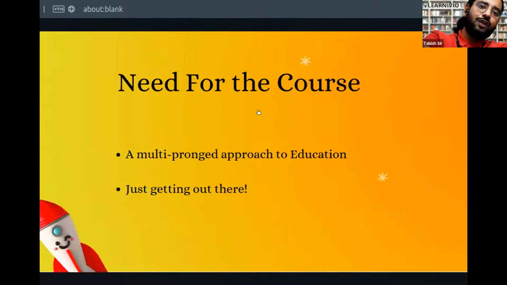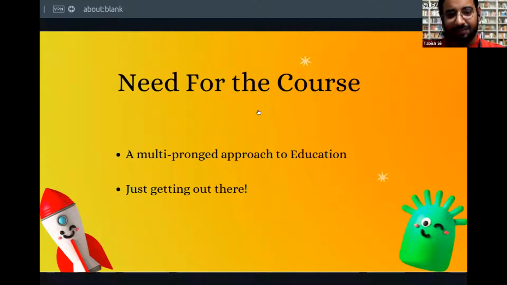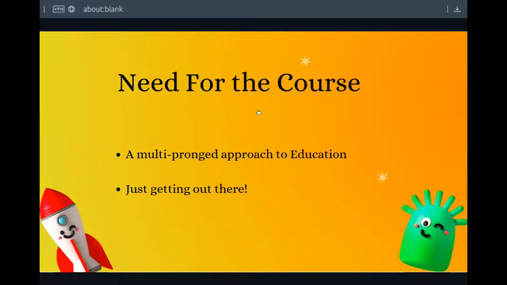Now, moving on, what is the need for this course? As I said, we need a multi-pronged approach to education. A lot has been written and said about education, but it's all on the same approach of, well, you need to learn things, you need to memorize things. However, if you're able to see an object from multiple points of view, I think that is what a future economy needs. And that is essentially where Learnivio is trying to push our students towards.